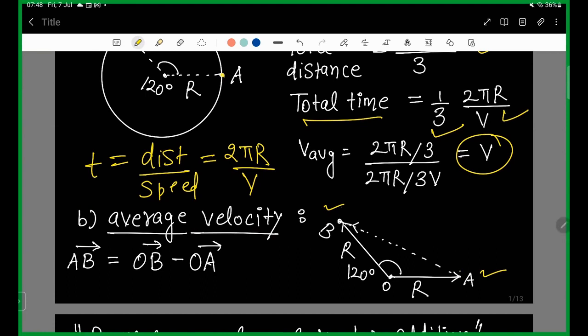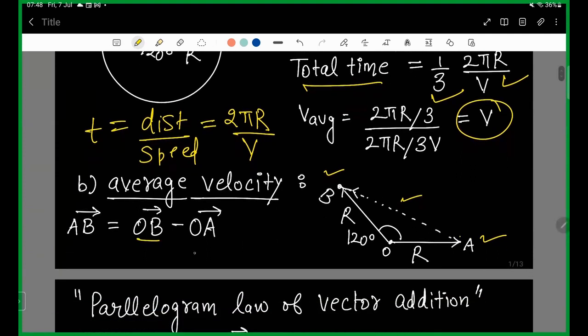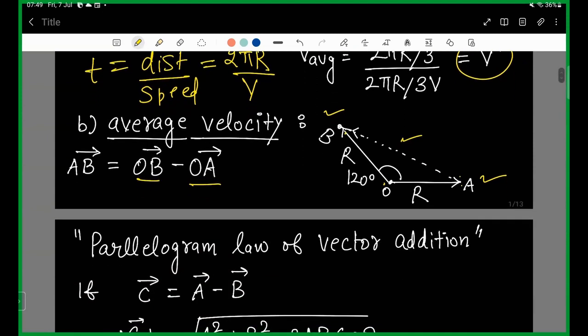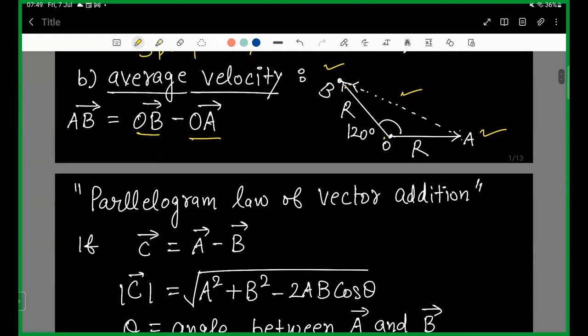So whenever you have to find a displacement, you have to make a straight line from your initial point to final point. So if I make a straight line from A to B, you get this line AB. And you need to find this AB. And AB will be final position minus initial position. So your final position is OB and your initial position is OA. Now we will use the basic vectors knowledge to find the length of this AB.